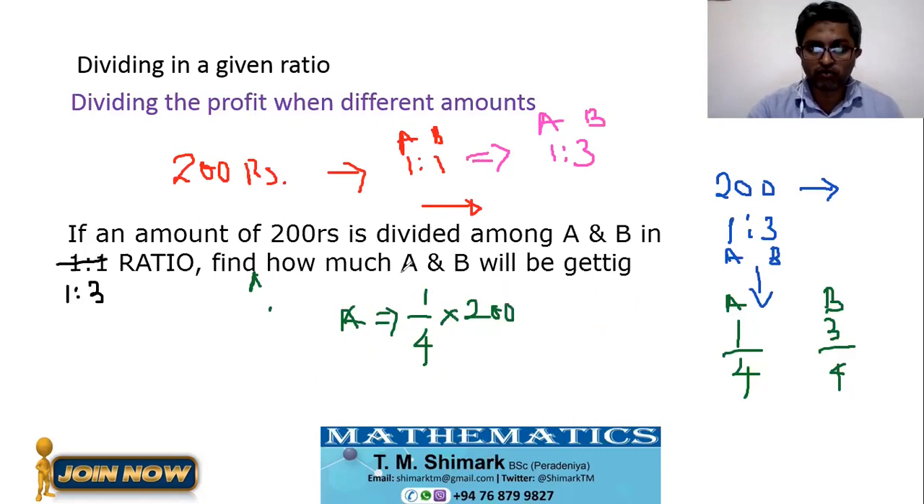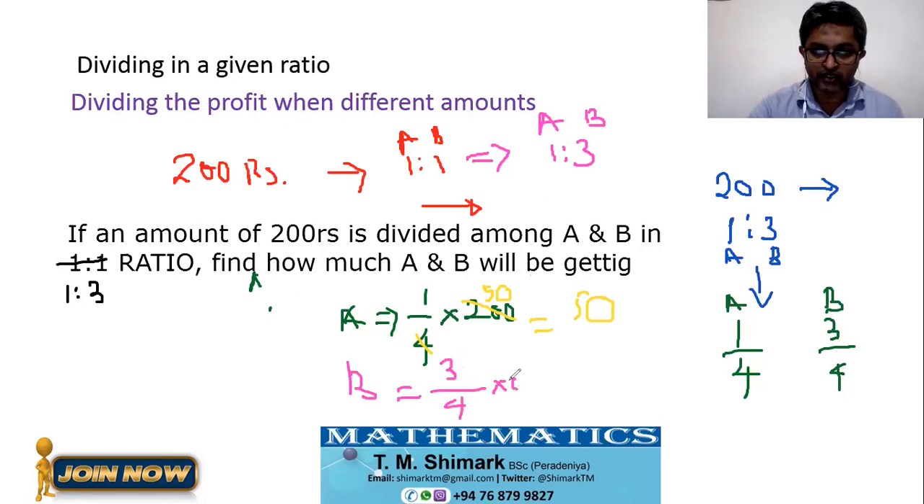So how much is A getting? 200 divided by 4 is 50, right? 1 into 50 is 50 rupees. So A is getting 50 rupees. How much will B be getting? 3/4 of 200.